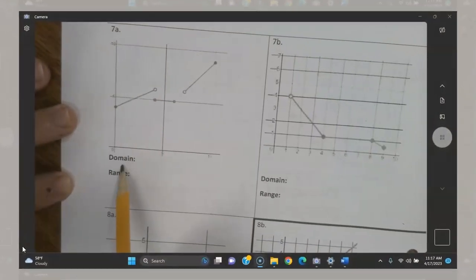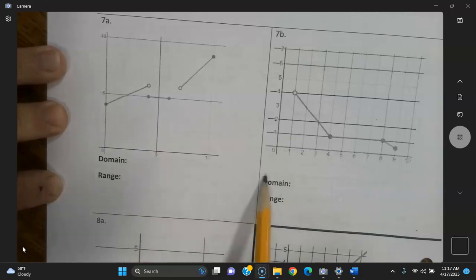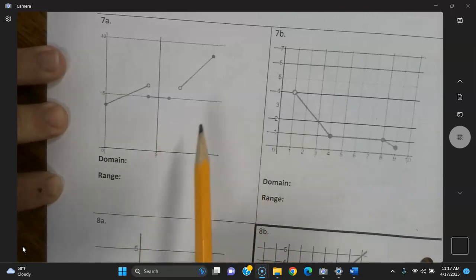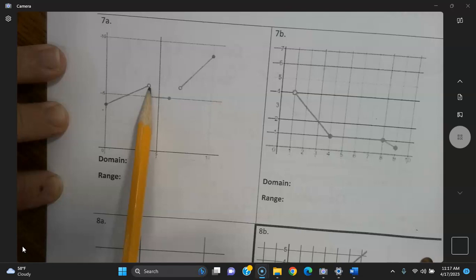Okay, this one, domain and range, same thing. Now, there's actually 3. I only have the words domain and range once. So we'll write all the domains here and all the ranges here. So for this one, it starts at 0 and it comes over, that's a 5, so I'm going to say that's 4 right there, okay?